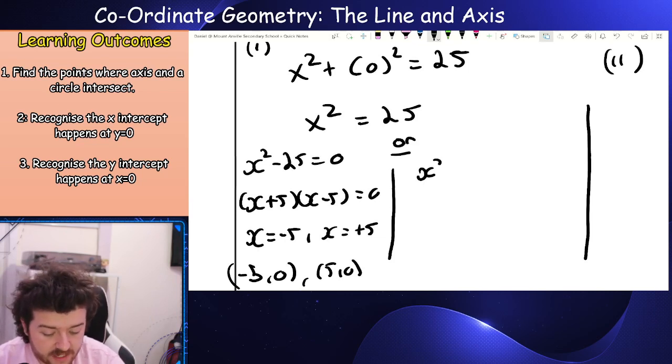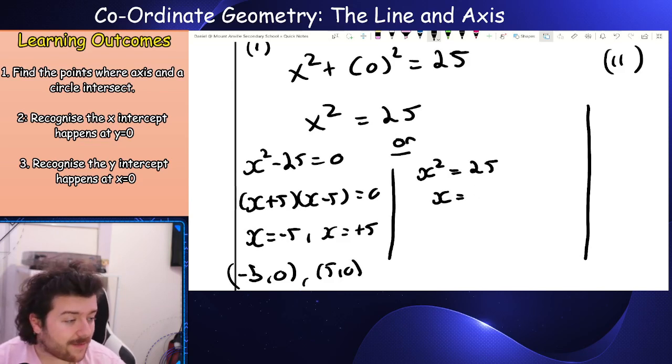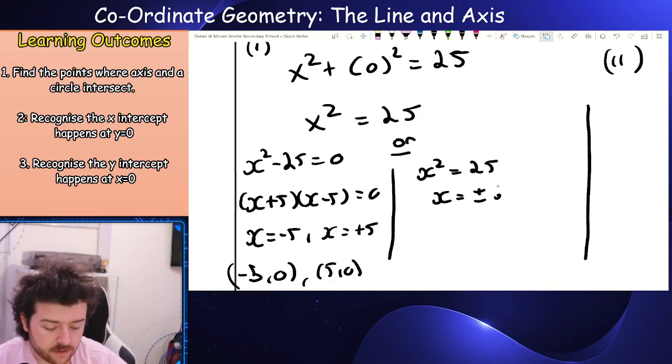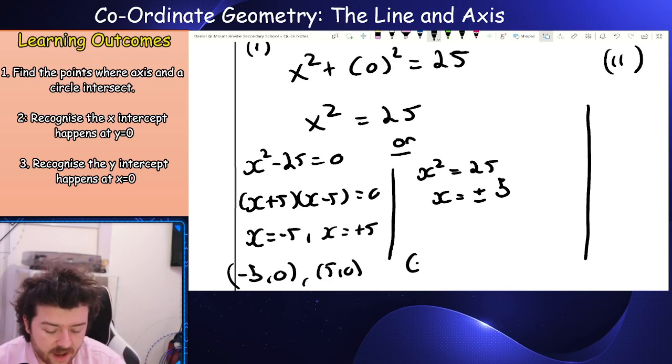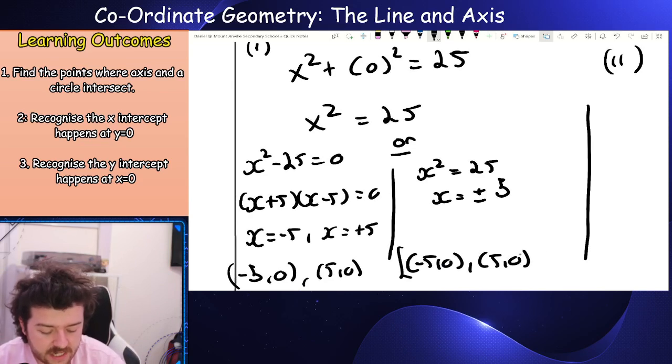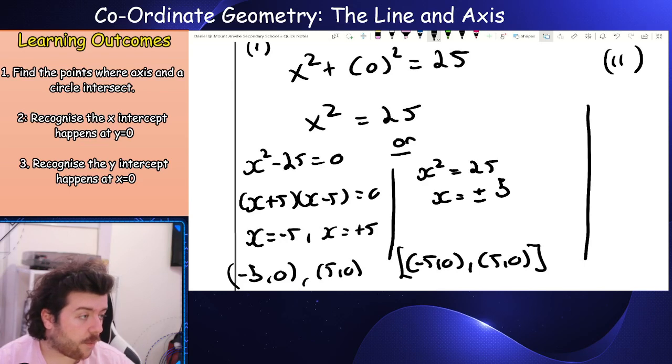Or I just recognize that if I'm square rooting a number, the square root of 25, well, 5 times 5 is 25, but also minus 5 times minus 5 is 25. So if I just write plus or minus 5, then I'm golden. So either two ways: you can do the difference of two squares, or you can just remember plus or minus the 5. Therefore it gives me minus 5, 0 and 5, 0, and those are the points where the circle crosses the x-axis.